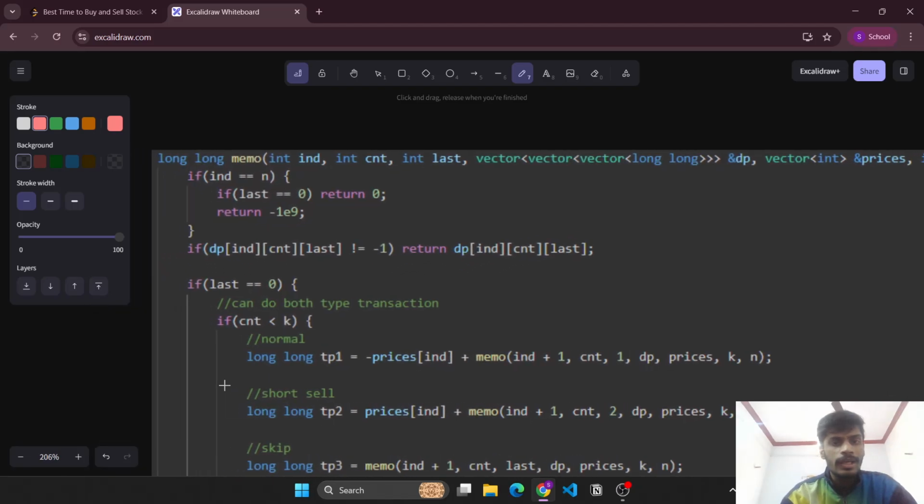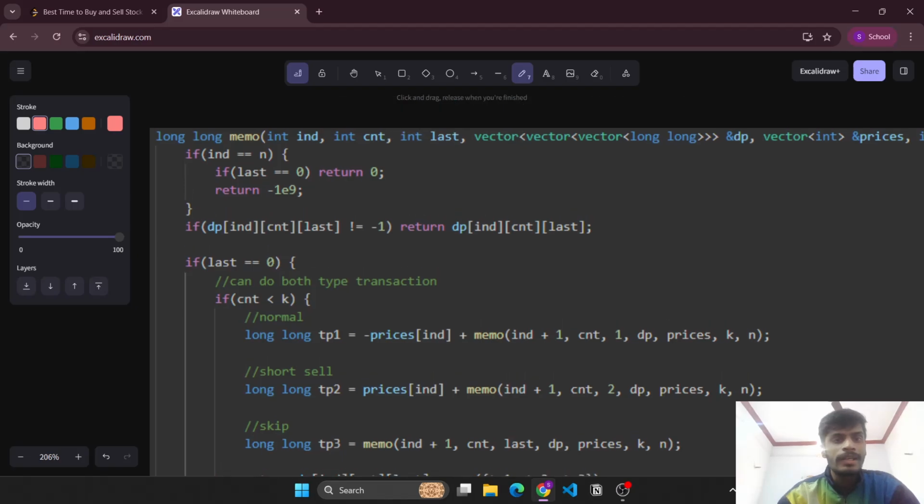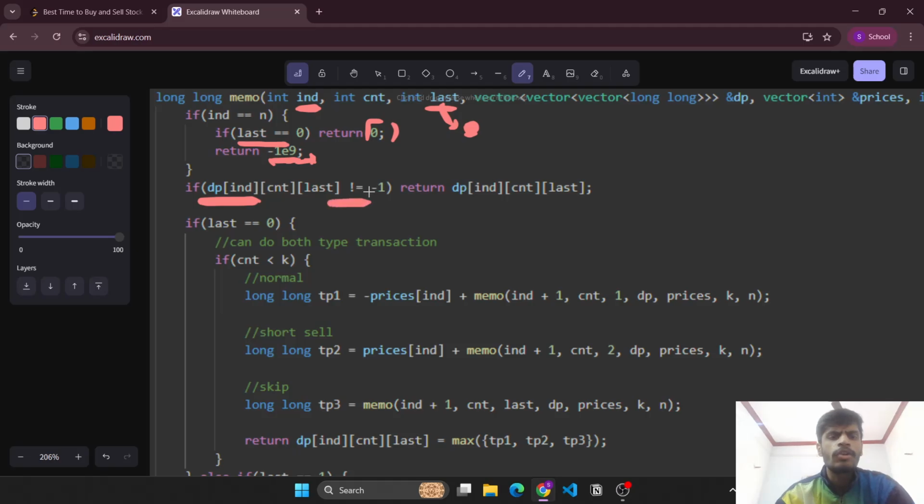So we have these three values: index, count, and last. As soon as this index becomes n, we should not have any stock at hand, which means last should be 0. So in this case, if last equals to 0, then we simply return 0. That means a valid way of ending the entire prices array has been reached. Else we return a very small value, so that the entire profit declines and becomes negative. Now we see whether these states have already been calculated or not.